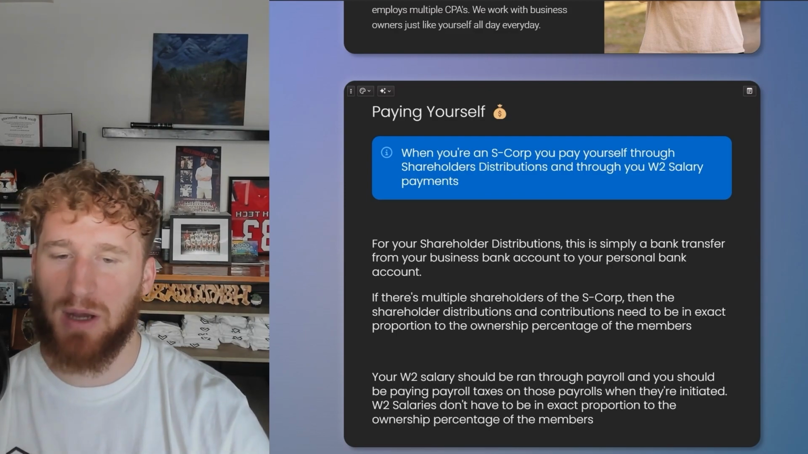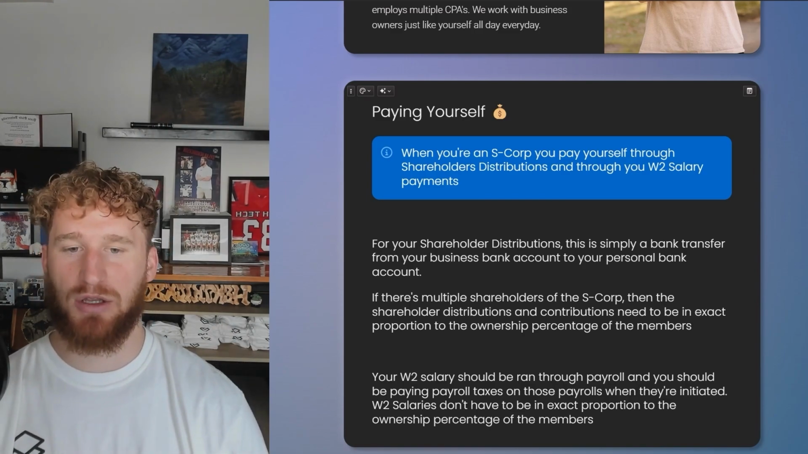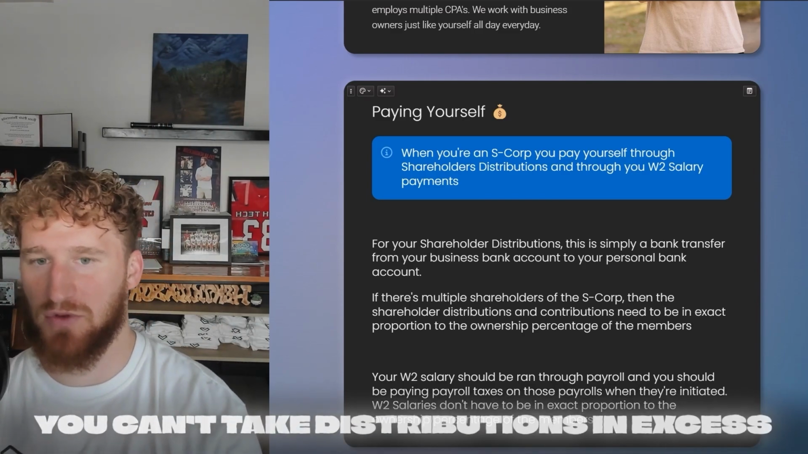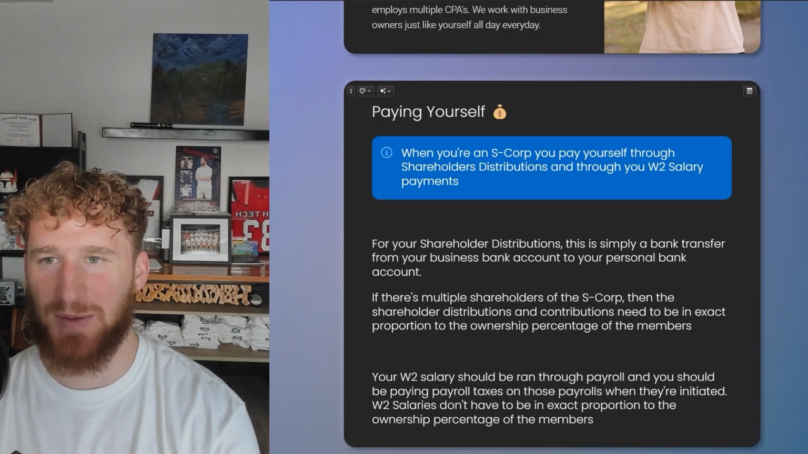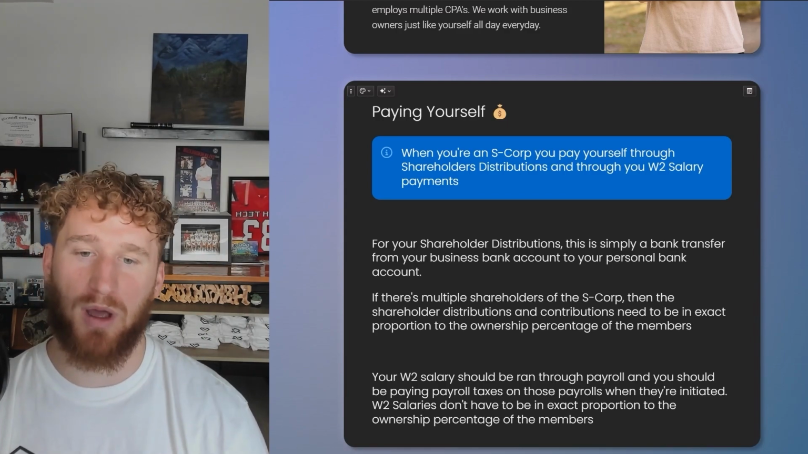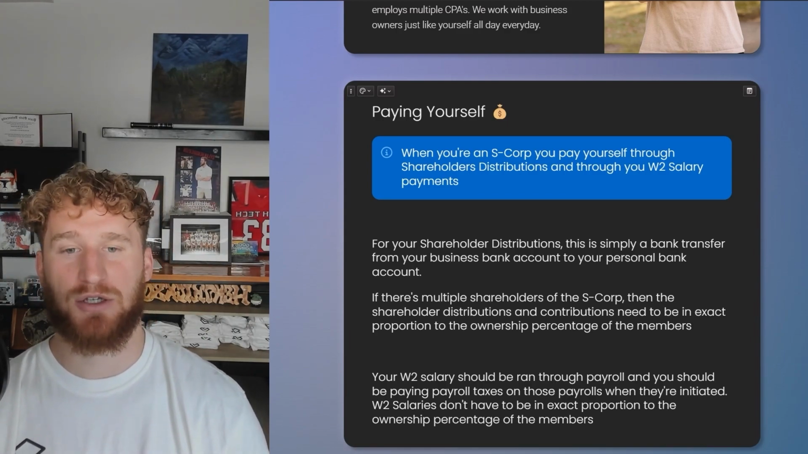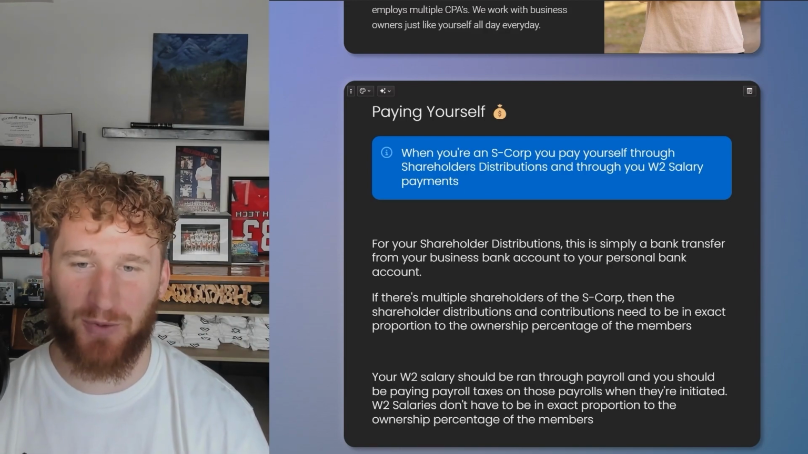One other thing to keep in mind with the shareholder distributions is you can't take distributions in excess of your basis. Otherwise, the distributions become taxable. And if you don't know what I mean when I say basis, you should probably ask your accountant, or you should probably be working with one.